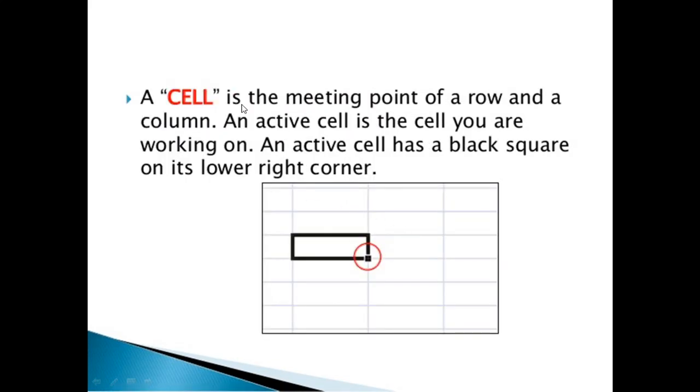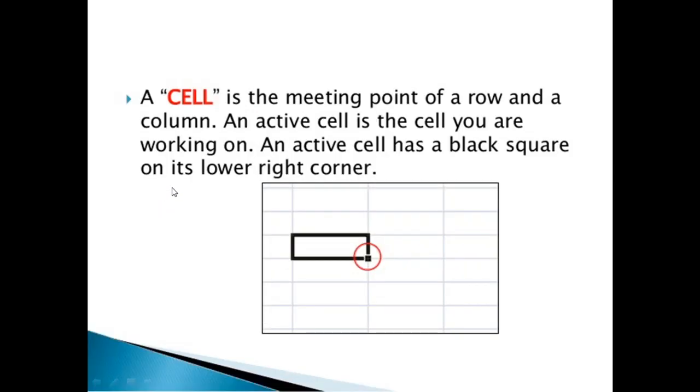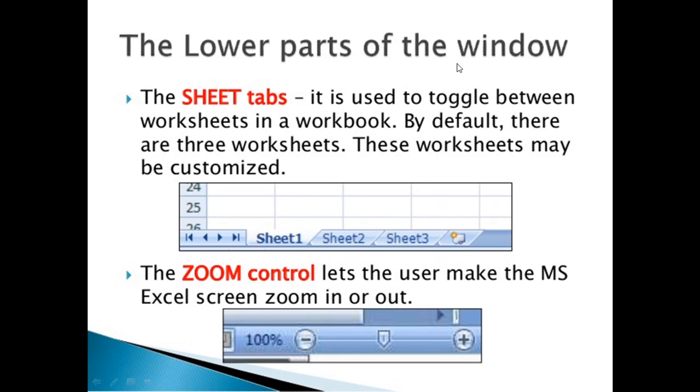A cell is the meeting point of a row and a column. An active cell is the cell you are working on. An active cell has a black square on its lower right corner. So what is a cell? This is a cell, one cell. What is the cell address? C5. And here, if you look, you can see what is written.